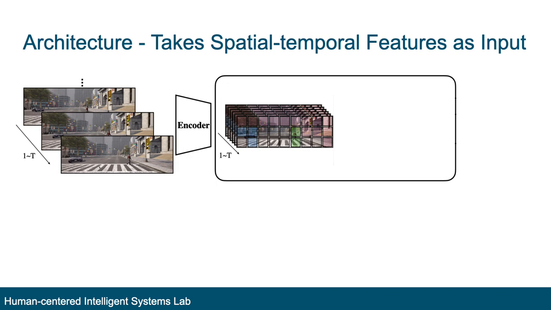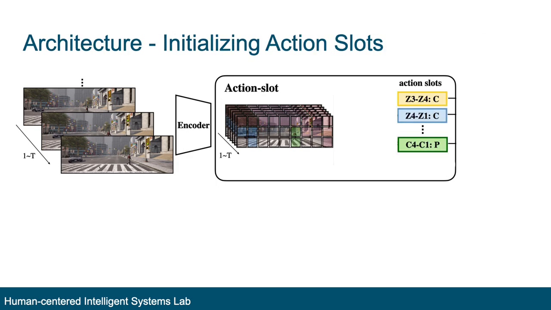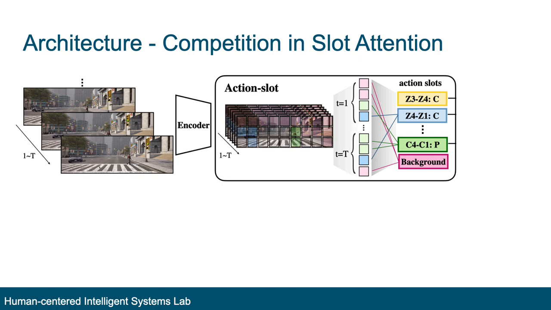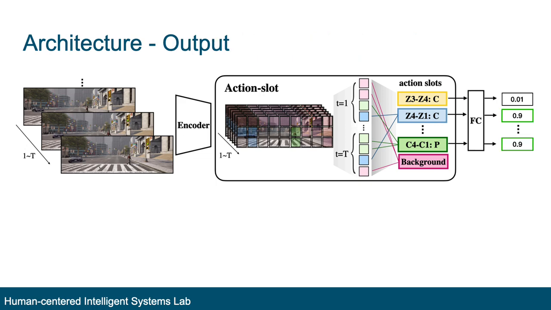Our model takes spatial temporal features as input. Next, we initialize action slots, and allocate each of them to predict a specific activity class, which is different from the original slot attention where slots are assigned to an arbitrary object. We further introduce an extra background slot that is not allocated to any class of activity, so that it can occupy regions that are not relevant to any activity, and the competition mechanism will force the action slots to discover atomic activities from the remaining regions. Finally, we use action slot features to predict the corresponding labels.